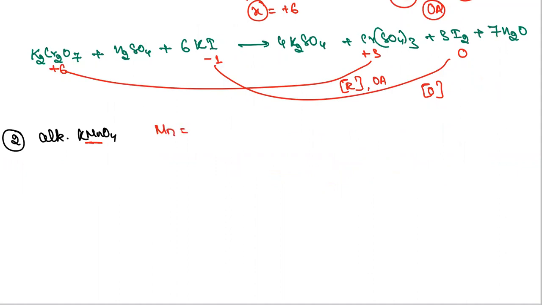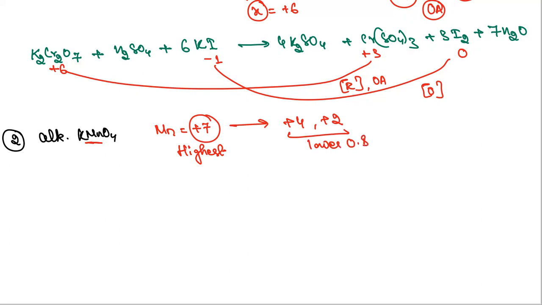Now use the same method to find the oxidation state of manganese. Manganese is again in its highest oxidation state, and this can change into plus 4 or plus 2, which are the lower oxidation states. By changing into a lower oxidation state, it is taking up electrons, which means it is reducing itself. In another way, we may say it is going to oxidize the other species.